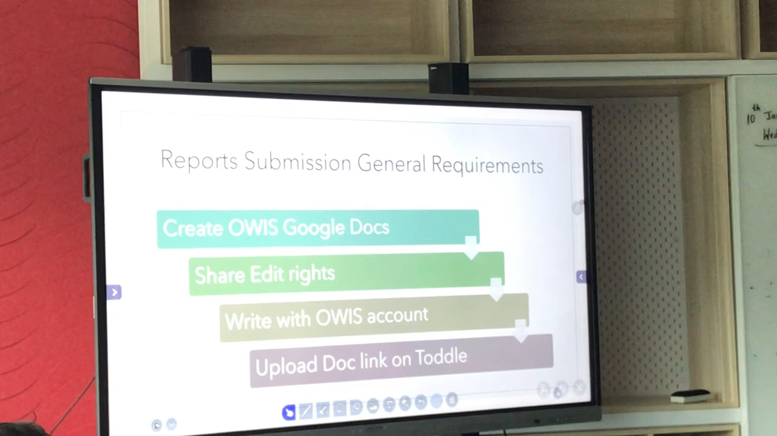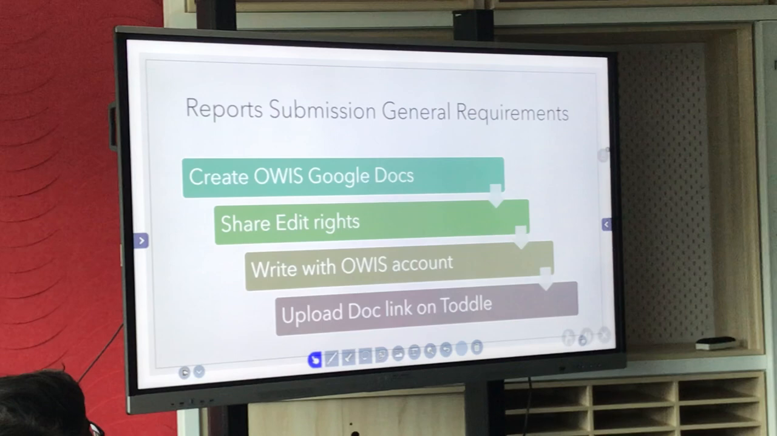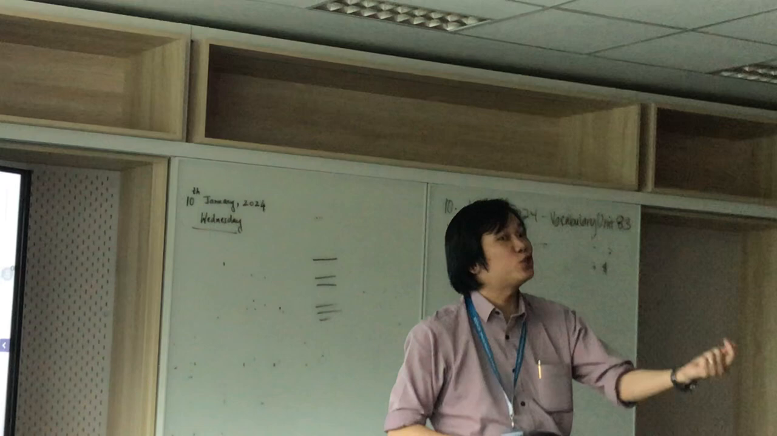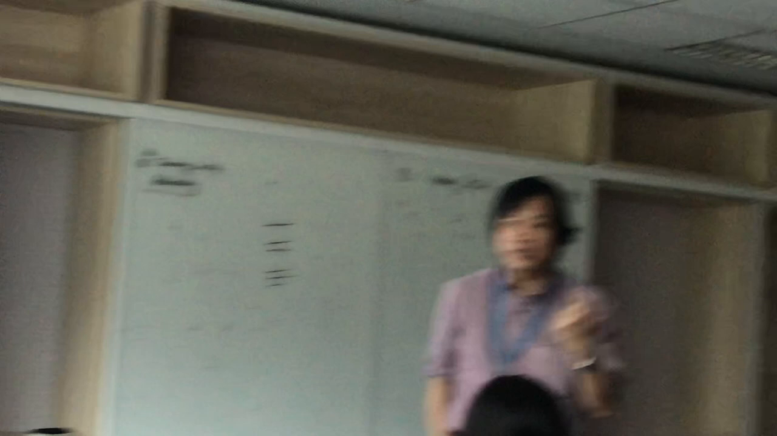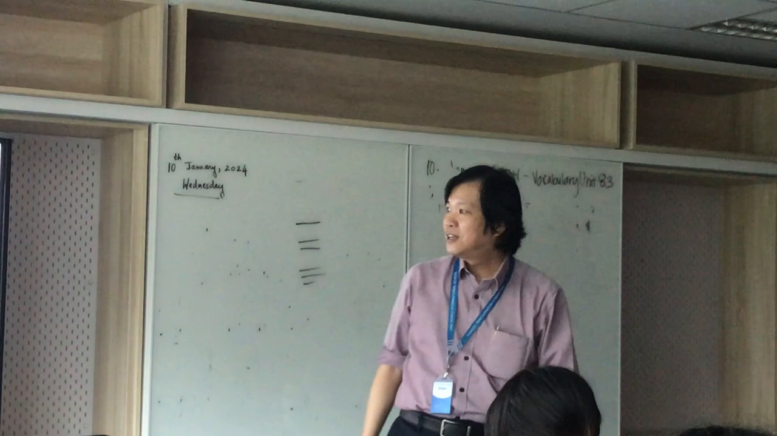Generally, when you submit your report, these are your requirements. You will need to create a Google Doc, using your Always account. Usually we'll use Google for your work. And then make sure you share edit rights with me. A lot of you, when you send your Google Doc, keep forgetting that, and I receive a Google Doc that either I have no rights to view, or I can view but I can't write anything. Okay, so no, I want edit rights. So make sure when you share with me, you give me edit rights too.